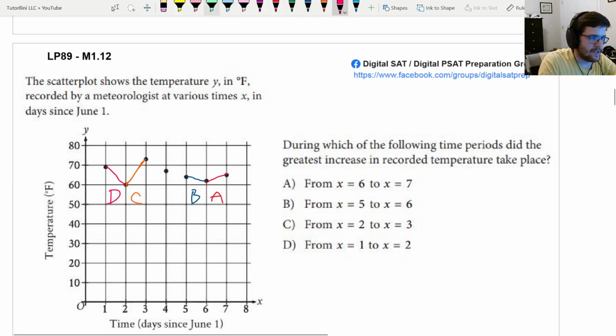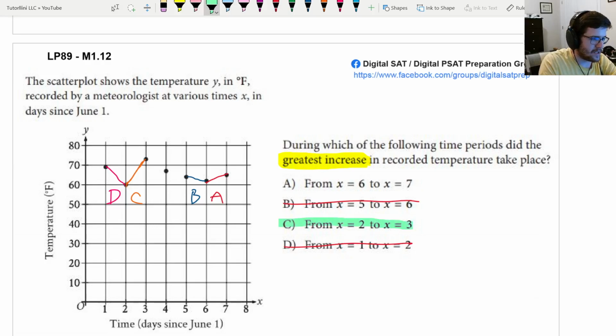So the question says we want the greatest increase. So we just want the one that went up the most. D and B both went down, so those are probably wrong. And between A and C, it seems like C is steeper. So for a fixed change in x, that is probably a bigger change. So I'm going to say C.